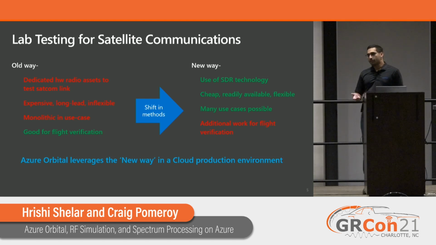Many use cases are possible, but the only issue is it's not that great for flight verification. So it's pretty awesome that you have this flexible test asset, but what does it mean when you really want to know if it's going to work in flight? That's where Orbital comes in and helps bridge the gap, fully leveraging virtual RF. Since we also do the same, you can use the same test methodology to verify that whatever you've built in the lab can also work in flight. And I'll show you how that works in the next slide.